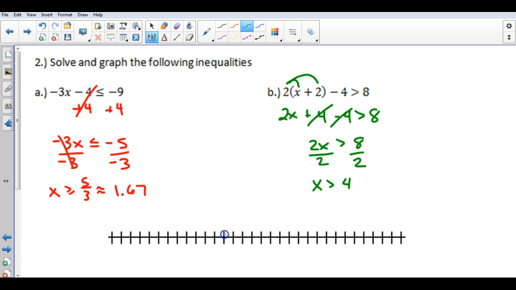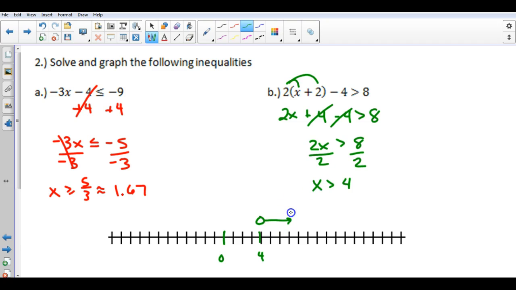Now if you divide both sides by 2, you're going to end up with x is greater than 4. So if I put a 0 here, I would go 4 spots to the right, and this would be my 4. Now since it's only greater than, not greater than or equal to, 4 is not part of your solution. So you need to put an open dot there, but all the numbers that are greater than 4 are part of your solution.